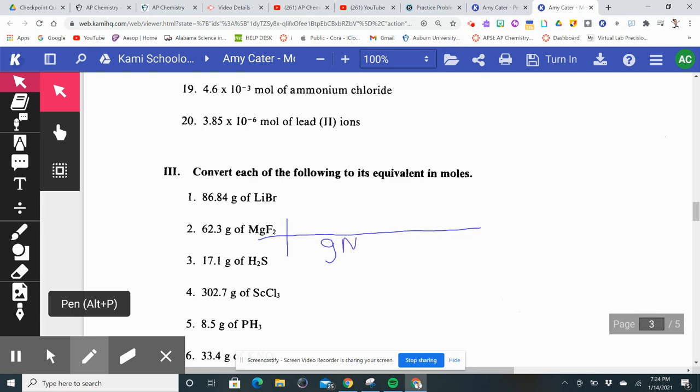So grams of magnesium fluoride in 1 mole of magnesium fluoride. So I'm going to look up the mass of magnesium and the mass of 2 fluorines, add them together. Magnesium is 24. Fluorine is 19, and there's 2 of them. So 19 times 2 plus the magnesium, which I already forgot what it was, 24.